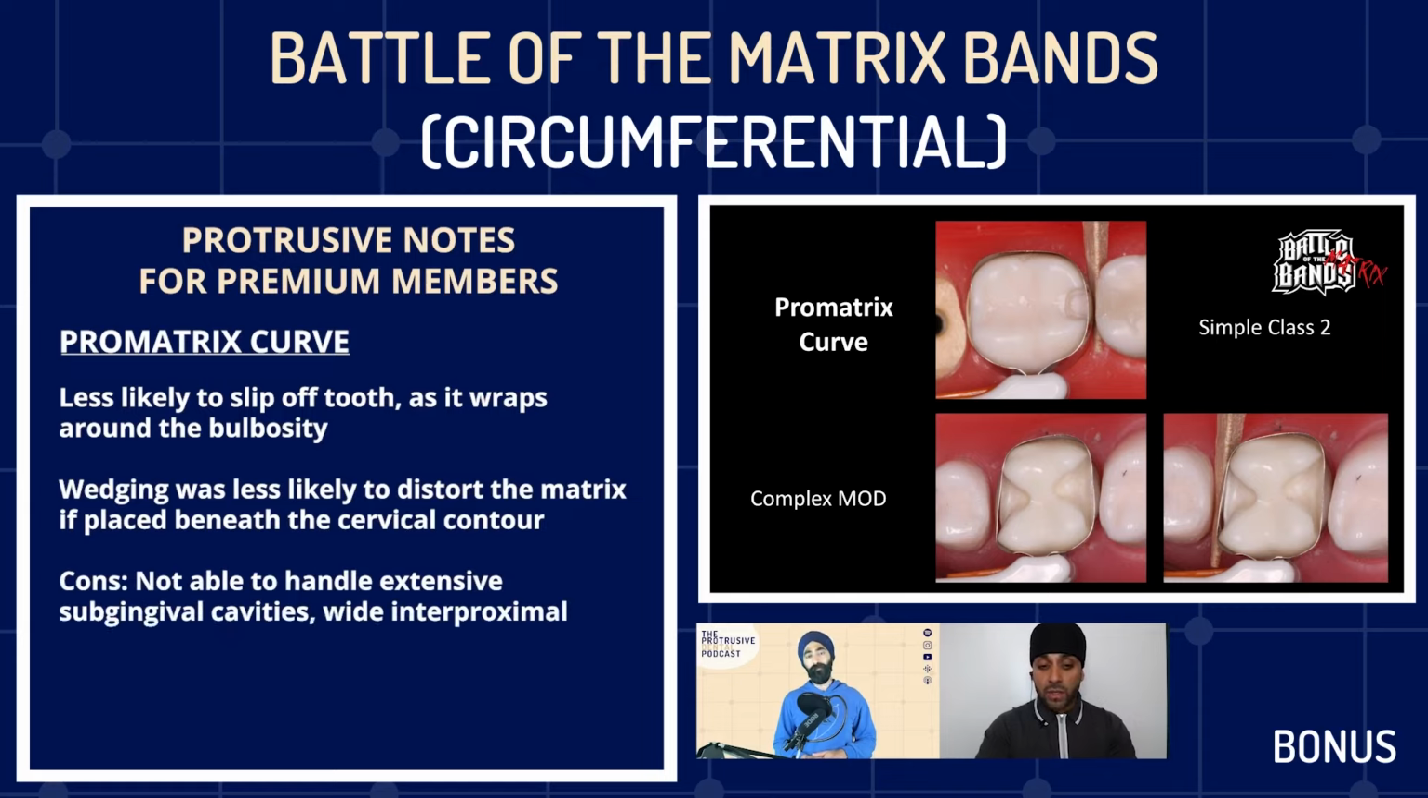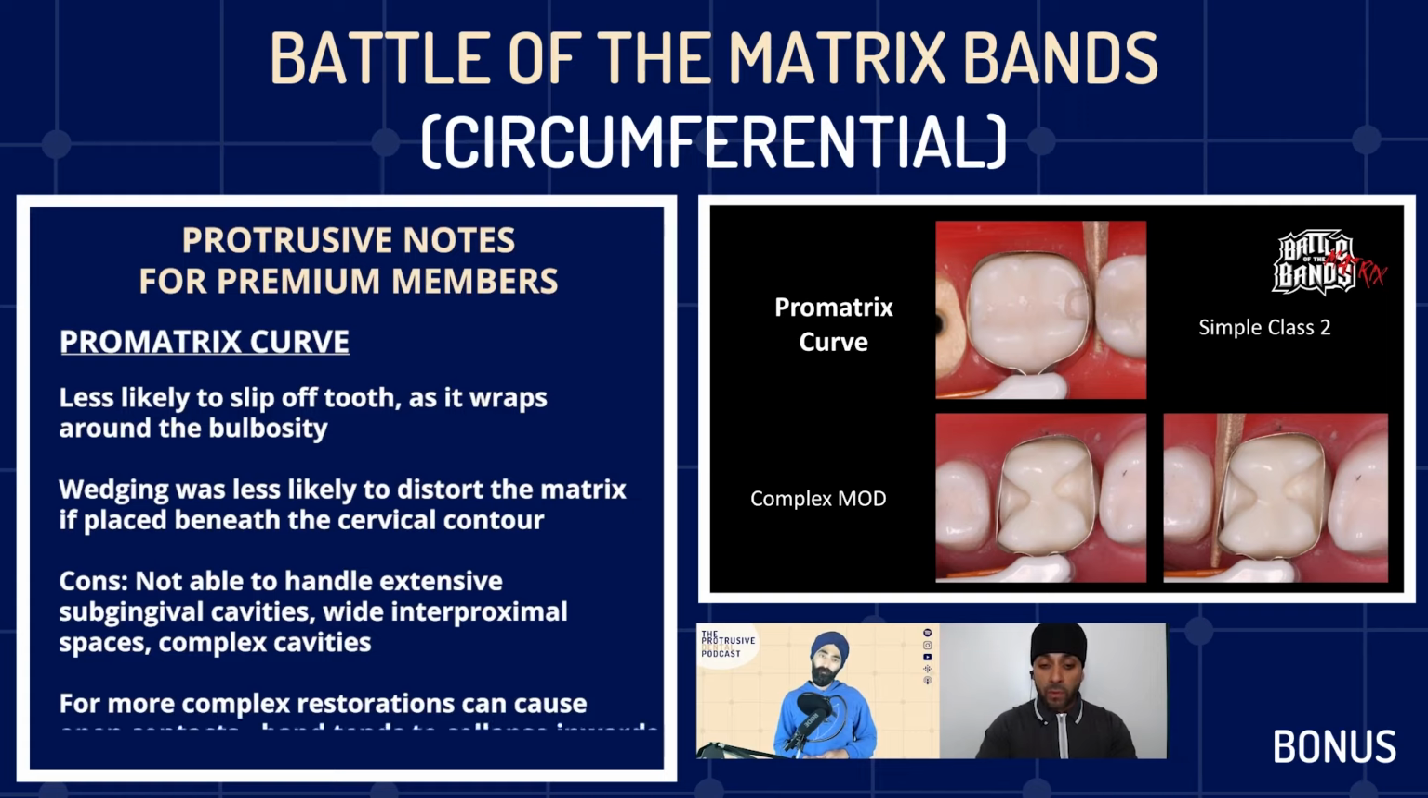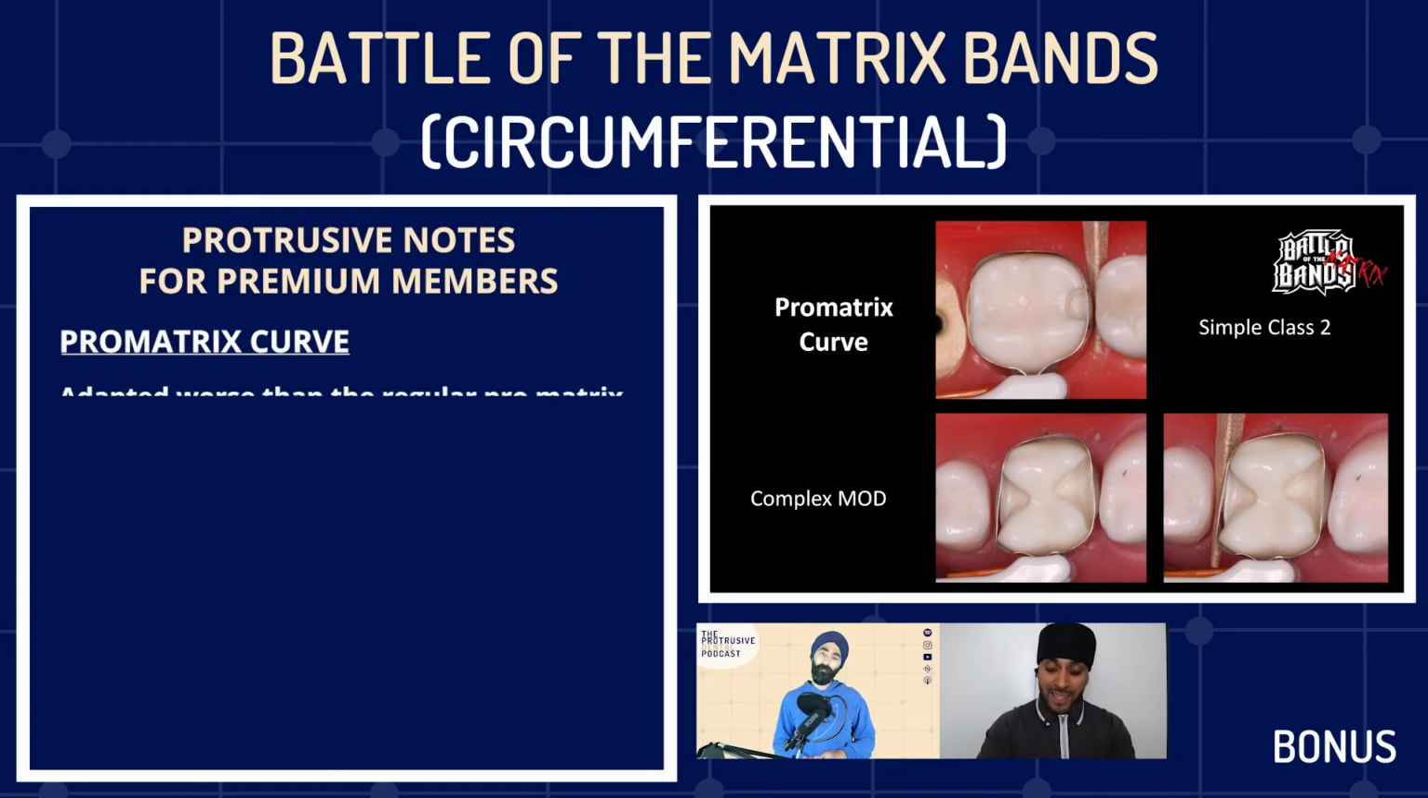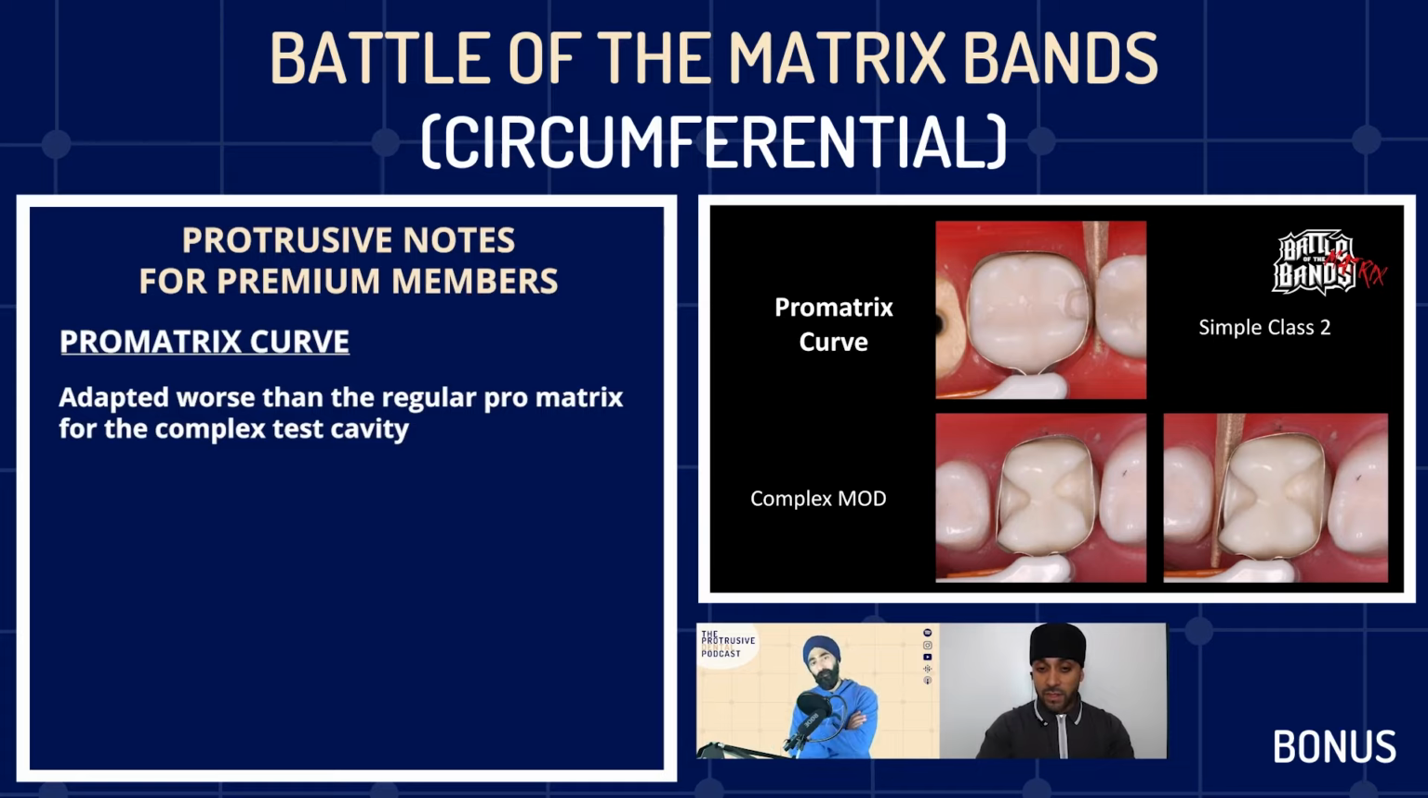Then I go on to say that the cons were that it's not able to handle more extensive subgingival cavities, wide interproximal spaces, or when the cavity is more complex, the same as above. For more complex restorations, open contacts are common and the band tends to collapse once more. And in this scenario, I actually found it adapted worse than the regular Pro Matrix. And when I wedged it with a regular wedge, basically whenever the tooth isn't a perfect circle, these kinds of situations, they kind of struggle, right? So even with that wedge where that gapping was, it didn't really close it in totality. And again, a specialist wedge may have, but again, you are adding costs to what you'd expect to be a better solution, right?